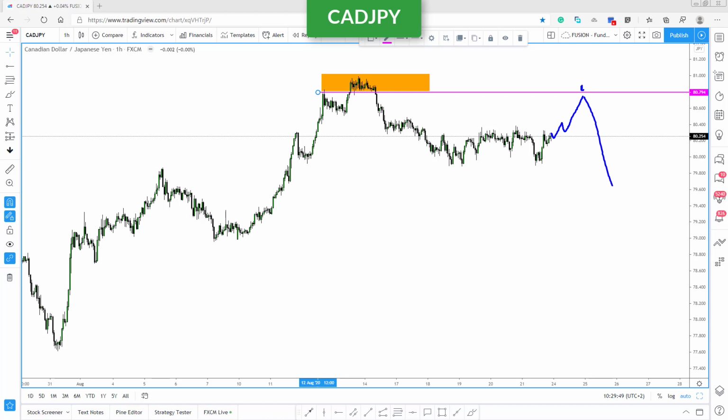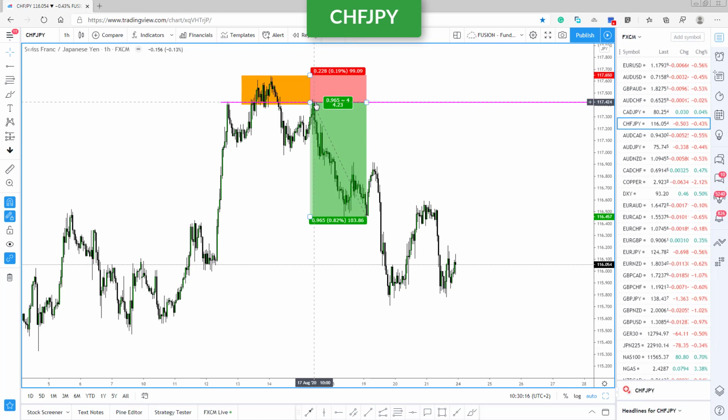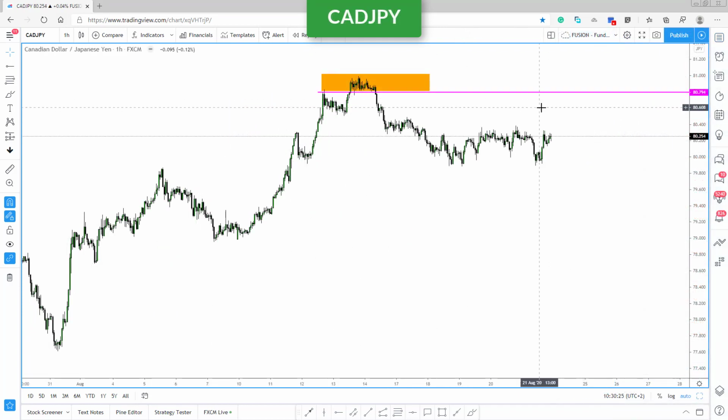We also covered the Swiss franc JPY last week. This was a similar setup, but this one already triggered, so we had a nice little trade on this one. And similar to this, I'm expecting the market to react off this level on CADJPY, and hopefully we can find one more move lower, at least to clear these lows, and maybe a little bit lower.